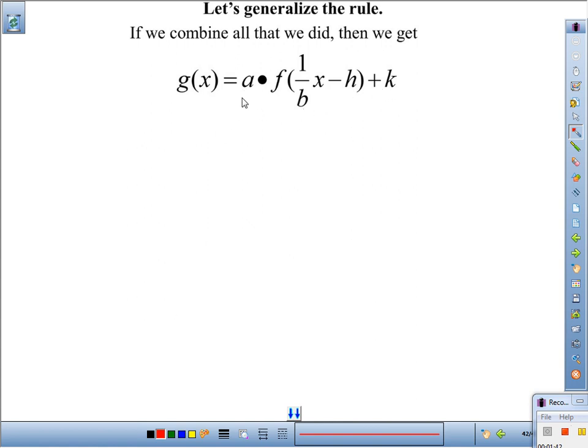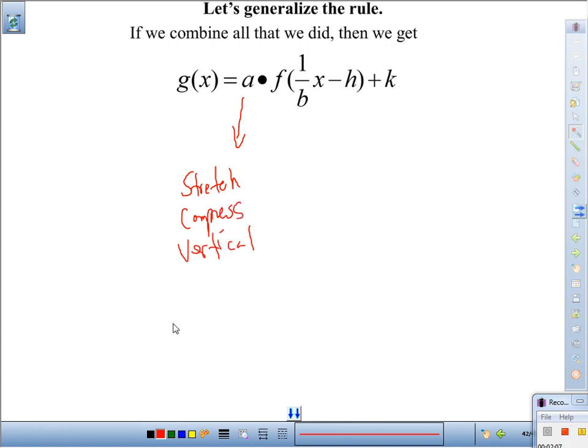The first one is a. A stretches or compresses. But which way? Vertical. So what does that mean, Mr. Q? Well, in the home plate, we usually start with f of x equals x squared. And what does that look like once you graph it? It looks like a parabola.